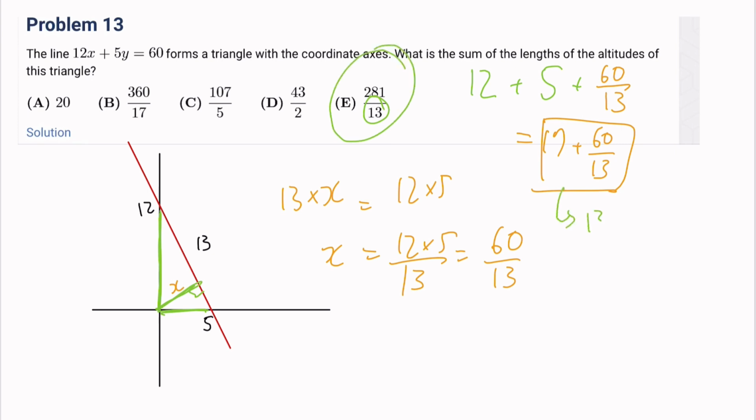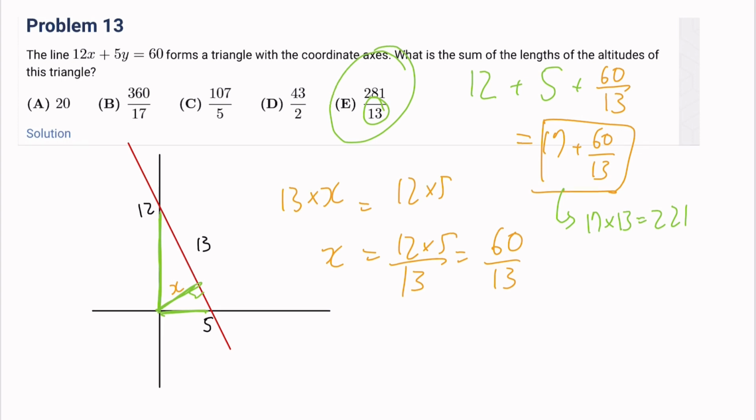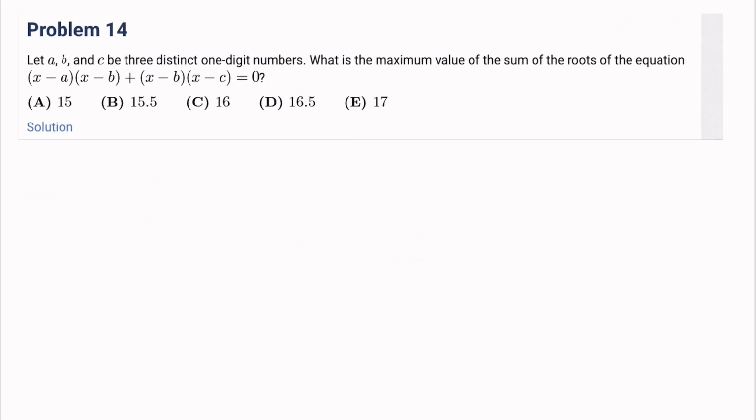It does become 17 times 13 equals 221. So 221 plus 60 gives you 281. The answer is E. Problem number 14. Let a, b, and c be 3 distinct one-digit numbers. What is the maximum value of the sum of the roots of the equation?